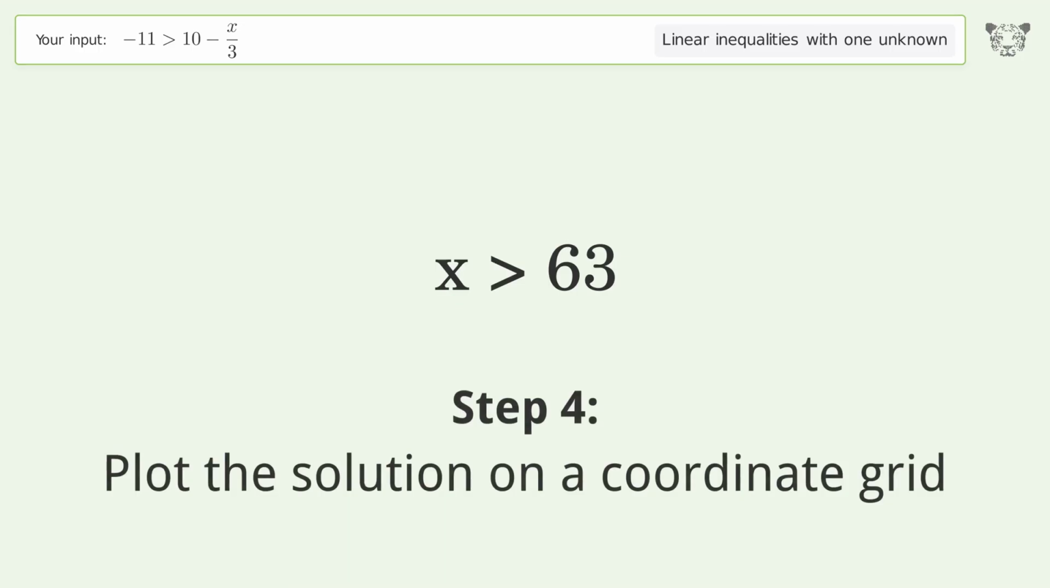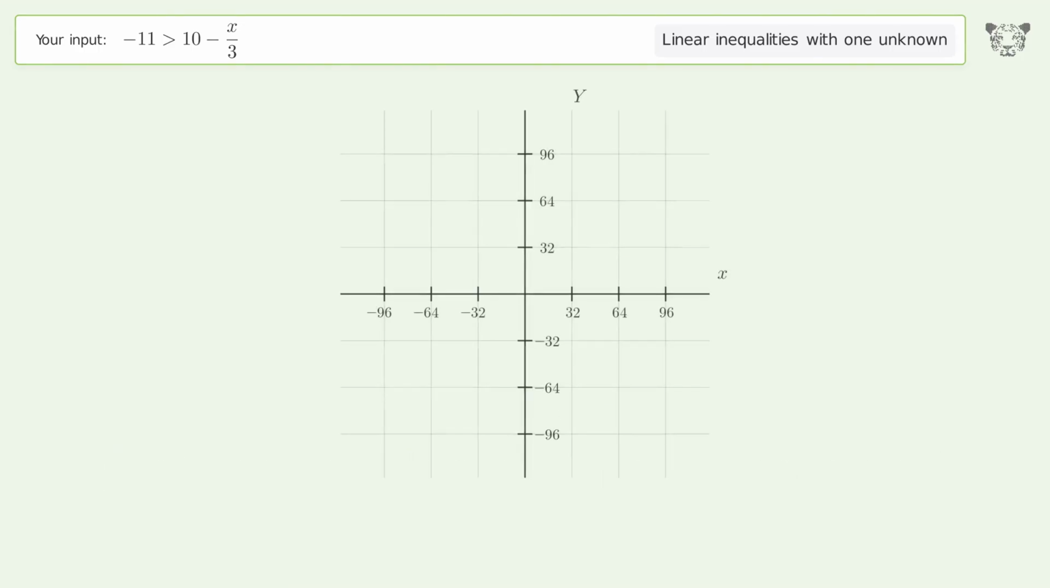Plot the solution on a coordinate grid. And so the final result is x greater than 63.